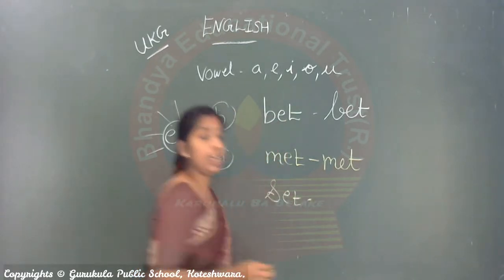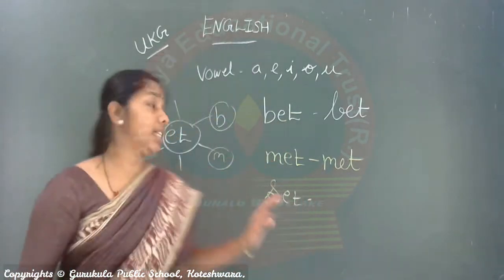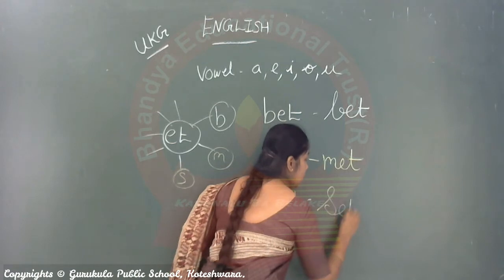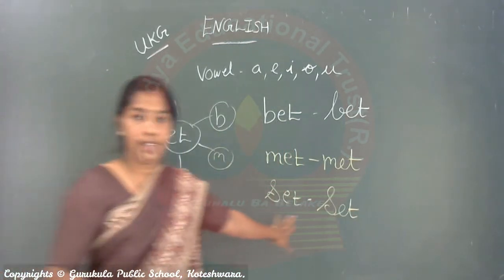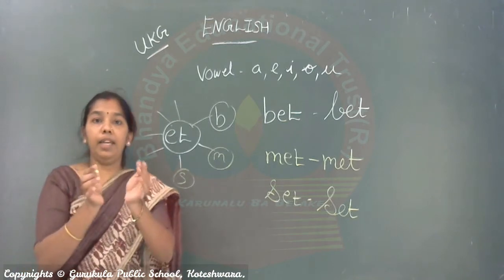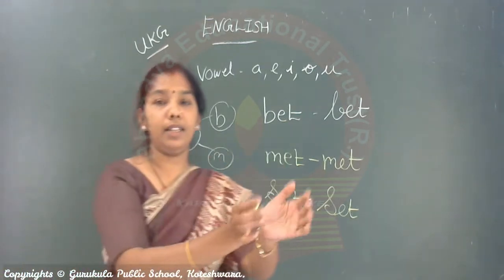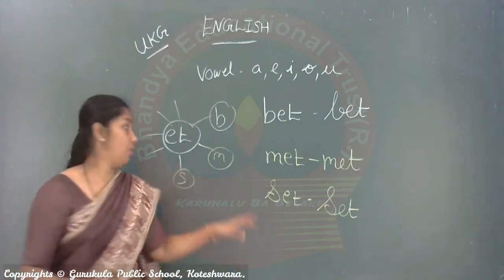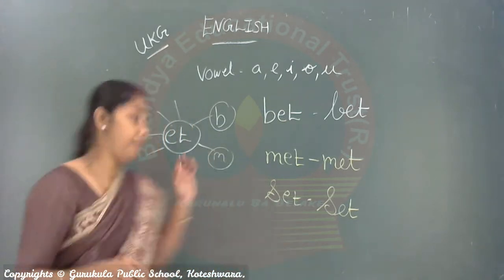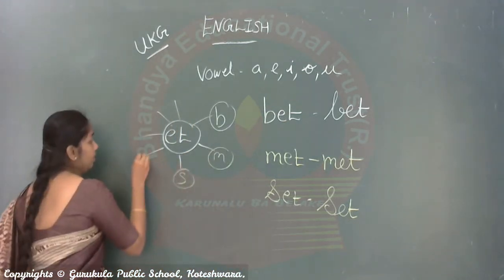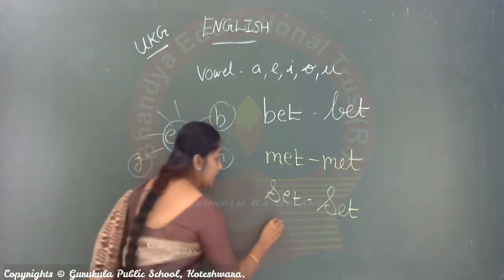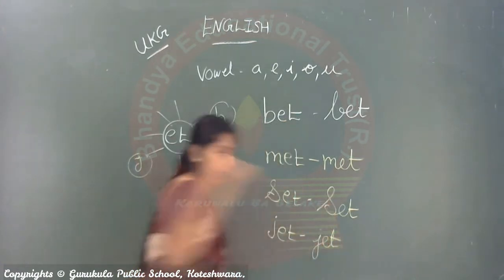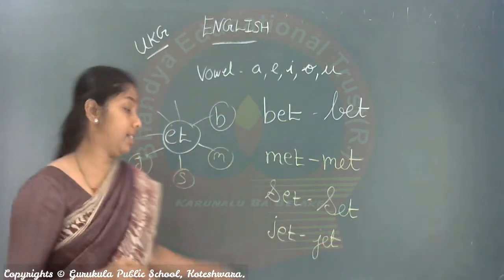Then S-E-T. Set. S-E-T is set. Okay? Set means being in a group. They are in sets. For example, the pens are set together or some items are together. That means they are all set. Okay? Then, next. Any other words? J-E-T. J-E-T is jet. You know, aeroplane. Jet aeroplanes. Yes? Next.